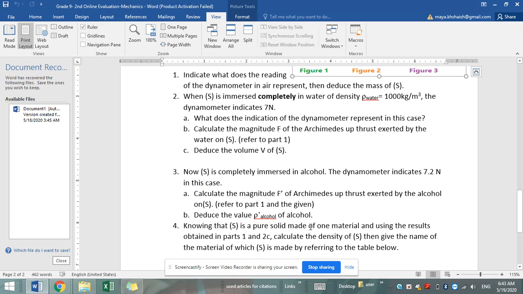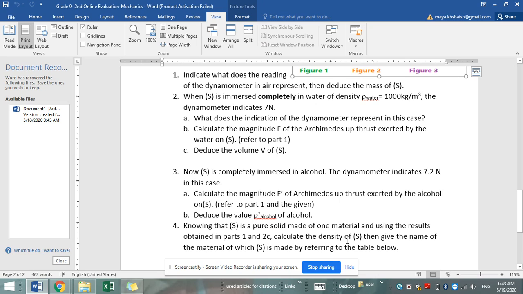Then the final question here is, knowing that S is pure solid made of one material, using the results obtained in parts 1 and 2C. In part 1, we calculated the mass of the solid, and in part 2C, we calculated the volume of the solid, the total volume of this solid S. So we have the mass and the volume. We are asked now to calculate the density of the solid S.